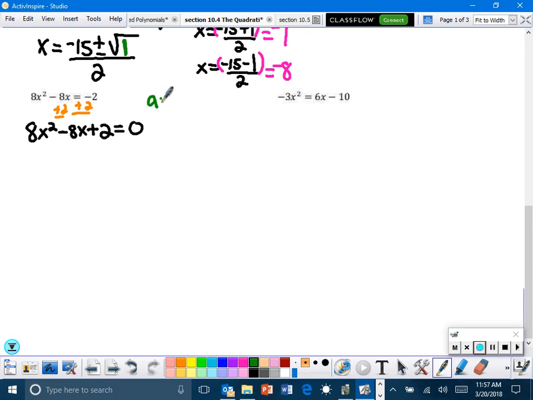Okay, a is 8, b is negative 8. Watch your signs. C is 2. All right, time to plug it in.